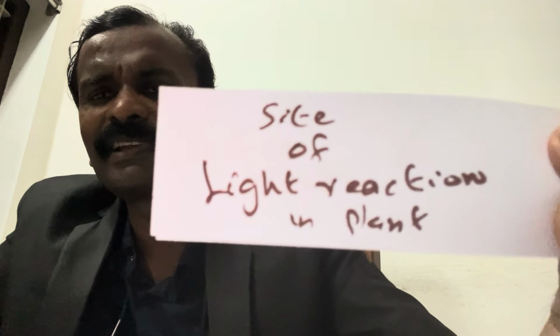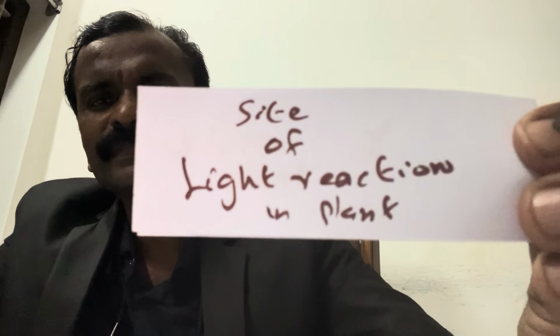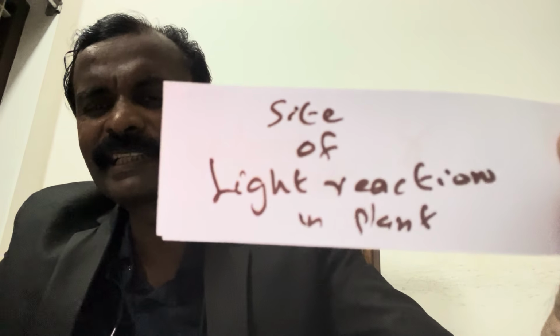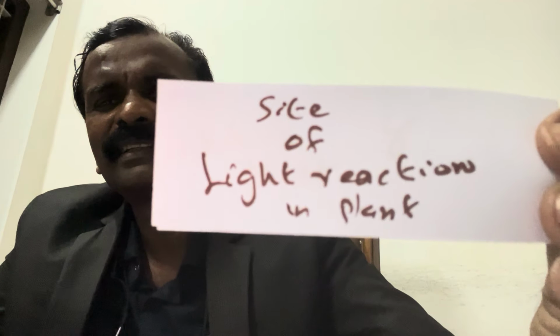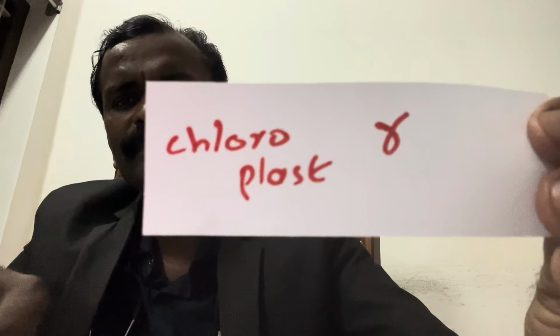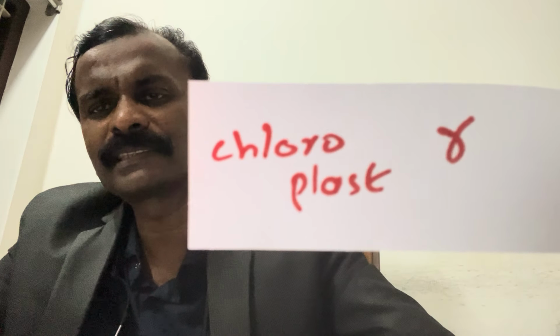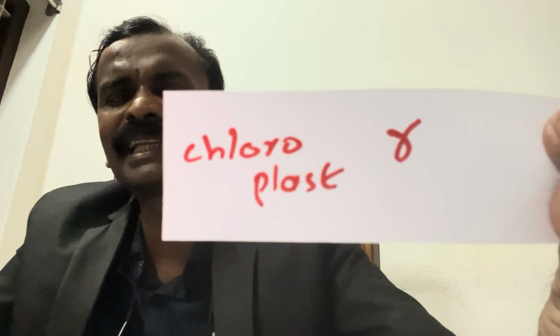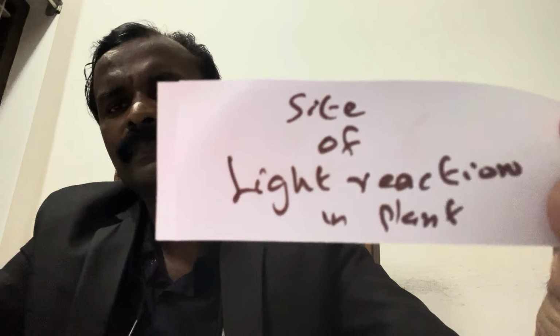What is the site of light reaction in plants? Tell me the correct site of light reaction in plants. Site of light reaction. Chloroplast. Don't forget the question. Light reaction, chloroplast.